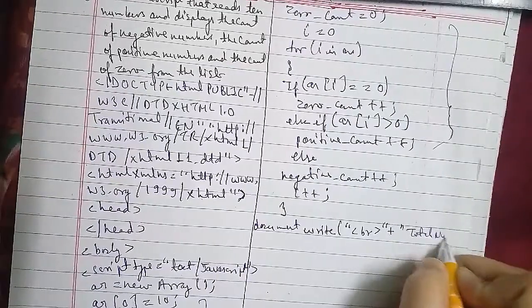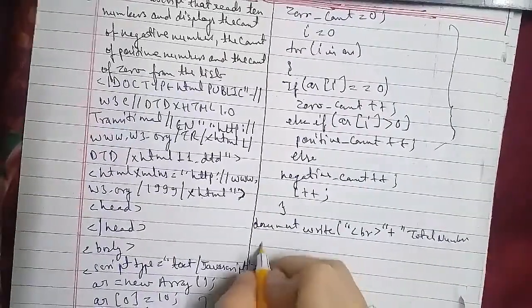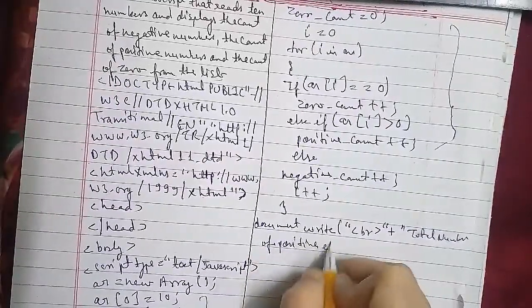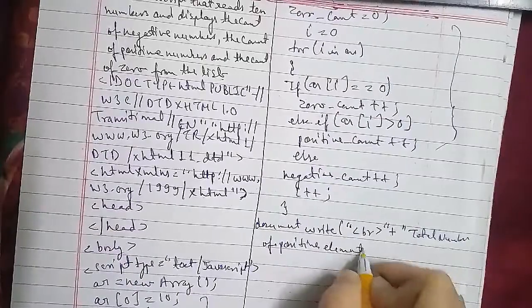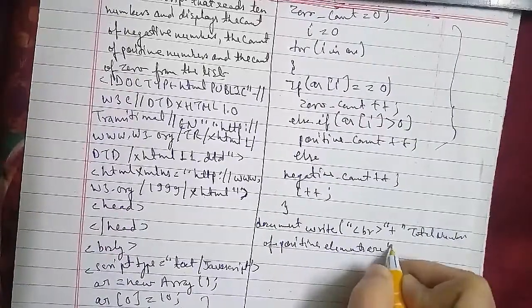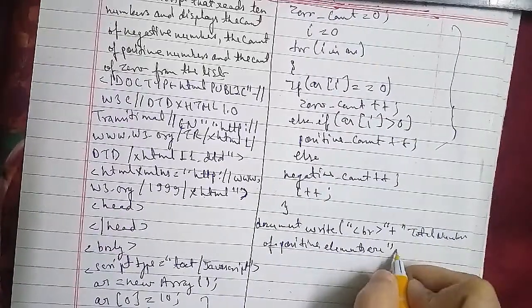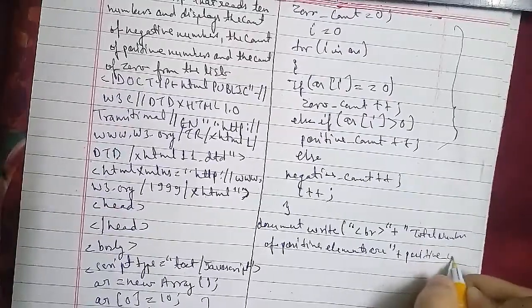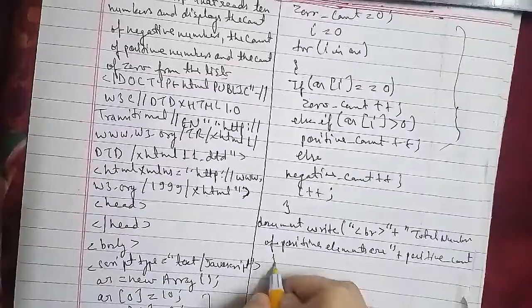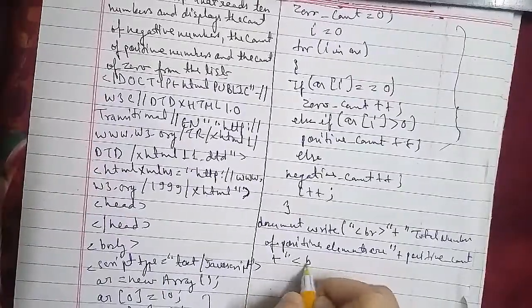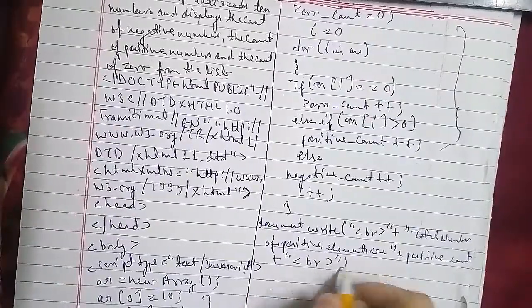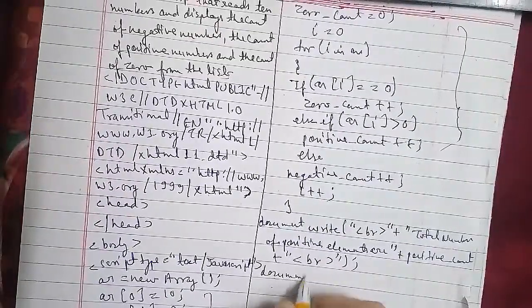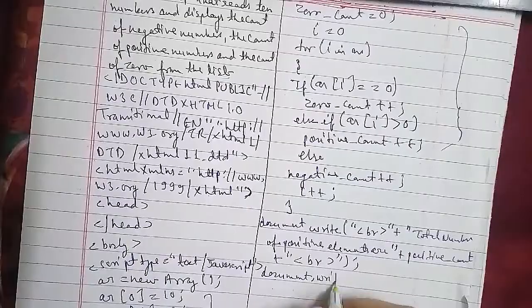Now for the document.write, total number of negative elements are plus negative that count plus we are closing the tag.